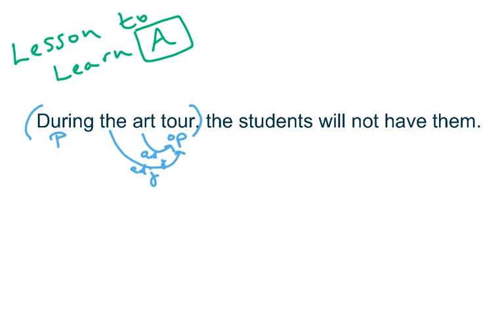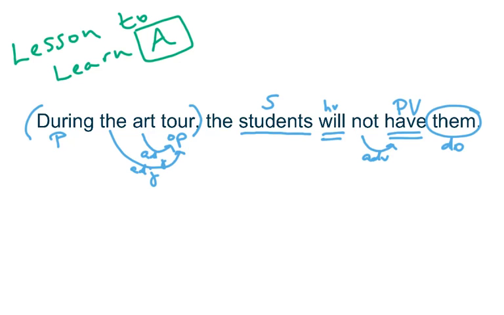Okay, so let's look at the sentence again. During the art tour, the students will not have them. Students is our subject, right? What will the students do? Well, they will have, right? So having, holding something is an action. It's a predicate verb. This, of course, is our helping verb. We don't have to mark it. We can if we want to. What is not? Not is an adverb, right? What will they not have? Them. Direct object.